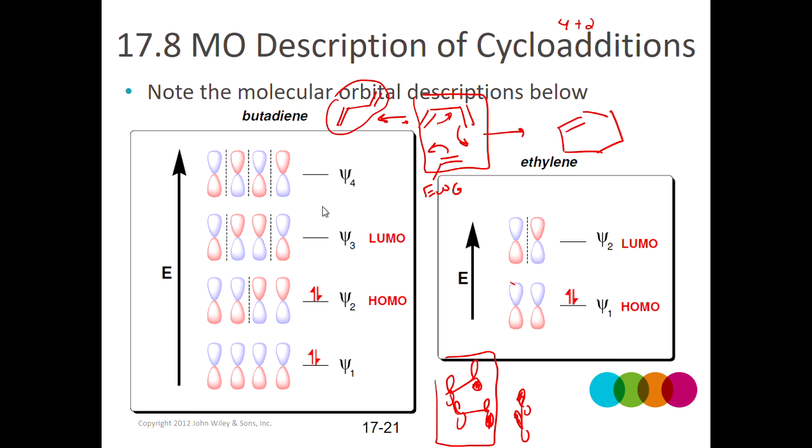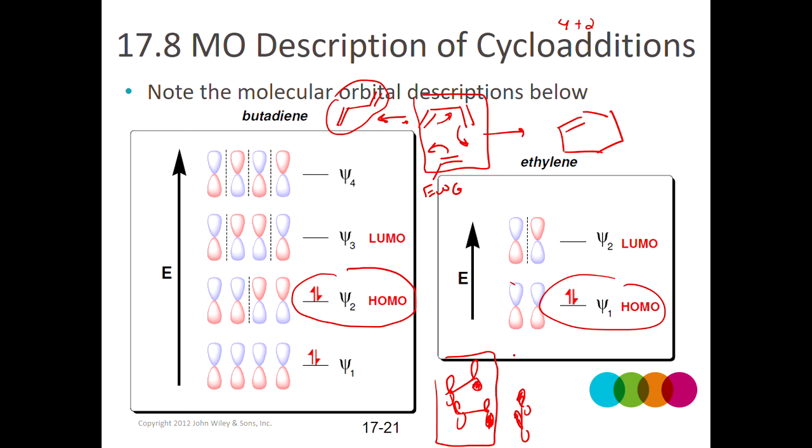And if we look at the alkene, there are 2 orbitals. There's a pi bond and a pi antibond that's empty. So would it be favorable for the HOMO of one to overlap with the HOMO of the other? Would it be favorable to have an orbital that's full of electrons overlapping with another orbital full of electrons? No, that would just create more repulsion between the electrons. So that's not going to work.